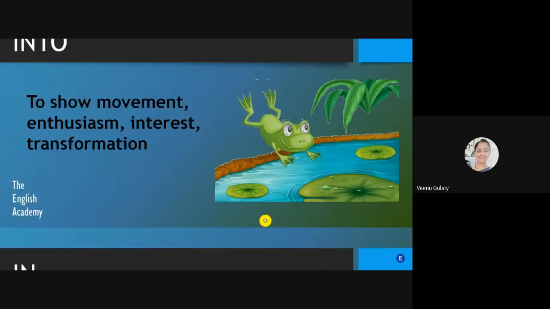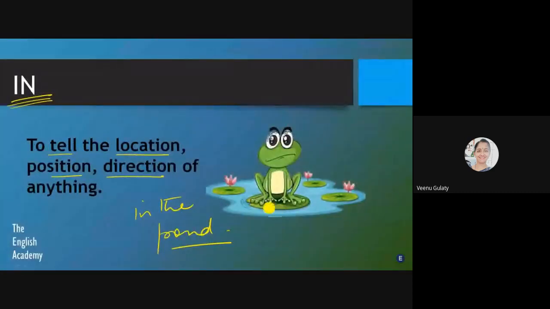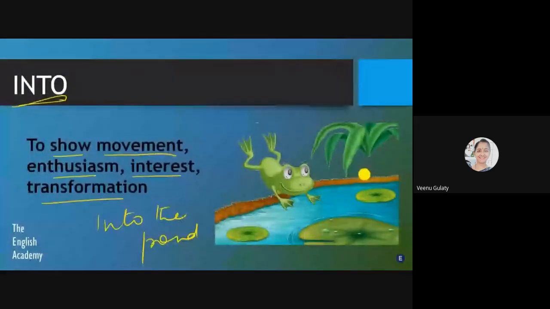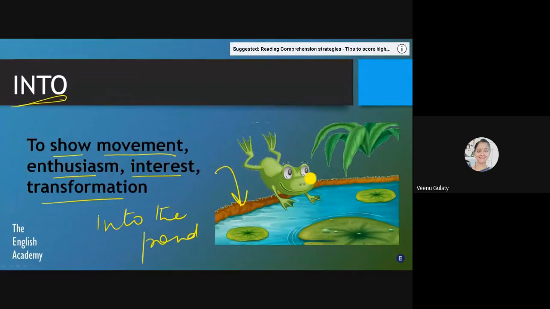In the previous image, what was happening? The frog was already sitting in the pond, right? And from outside, it is diving into the pond. It is moving, it is jumping. So it is showing the movement. So that's why we are using into here.